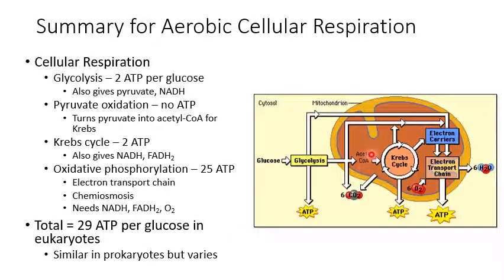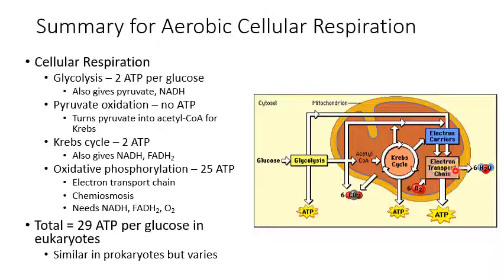Then the acetyl-CoA that you made in pyruvate oxidation is going to enter the Krebs cycle. In the Krebs cycle, the 2 carbons in the acetyl-CoA that ultimately came from glucose are going to leave as carbon dioxide. You're also going to make a little bit of ATP, and you're making a lot of NADH and some FADH2. So all of the electron carriers that you made in glycolysis and in pyruvate oxidation and in the Krebs cycle are going to enter into the electron transport chain of oxidative phosphorylation.